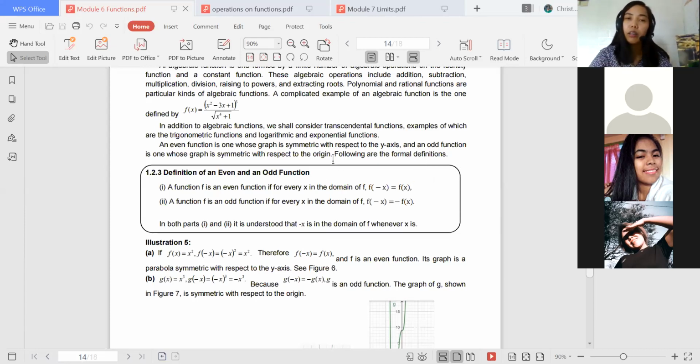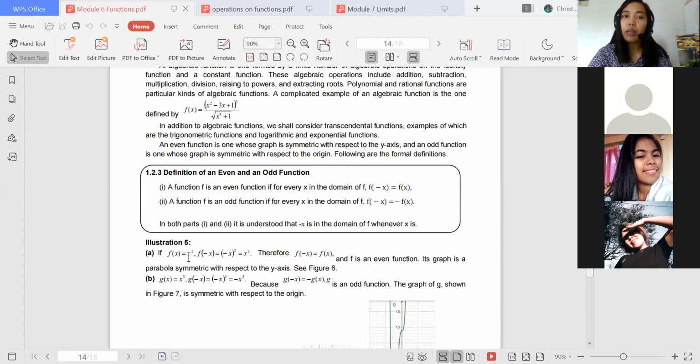Okay? And so that is one of the methods we can use if the given is a graph. Check if it is symmetric to the origin or to the y-axis. If it is neither, then it's neither of the two. Okay? And then we can also determine this for a given function without looking at the graph. For example, if the given is a function or equation, you will just substitute negative x in the given function. Okay? For example, the given equation is x squared.